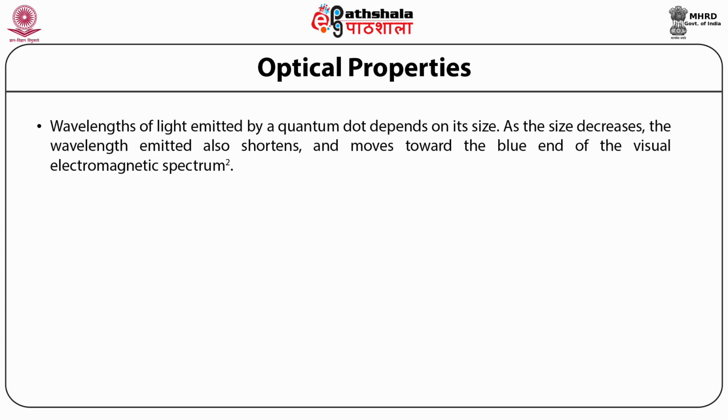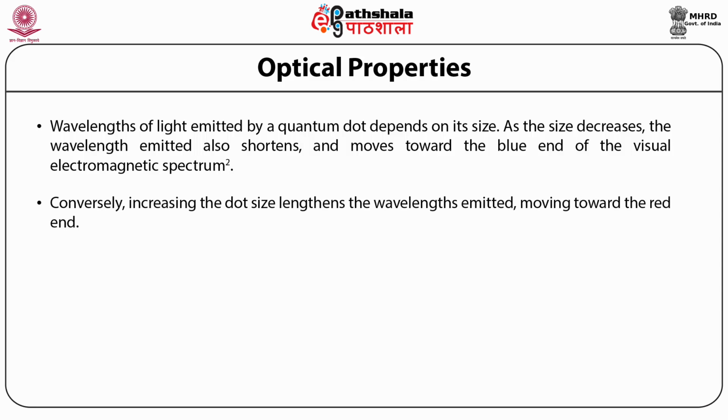The wavelength of the emitted light in a quantum dot depends upon its size. We have discussed this earlier. With decreasing size of the dot, the wavelength of the emission shortens and demonstrates a blue shift in the electromagnetic spectrum of the visible light. Similarly, when the size of the quantum dot is increased, the wavelength experiences a red shift.